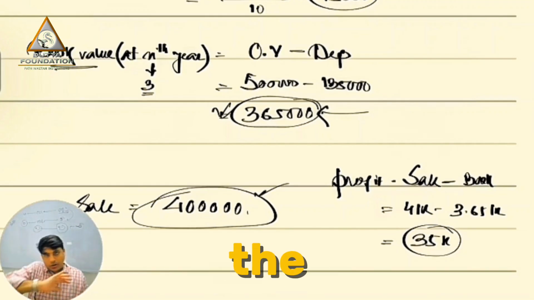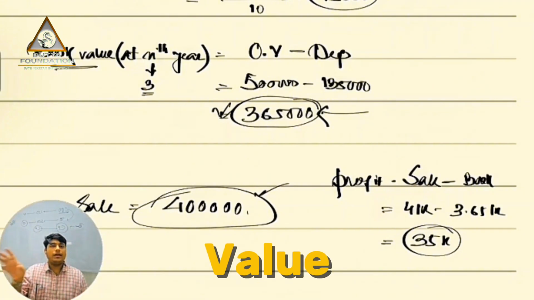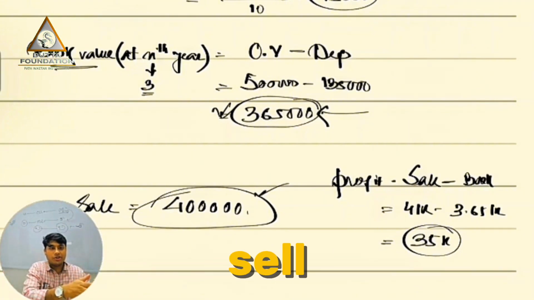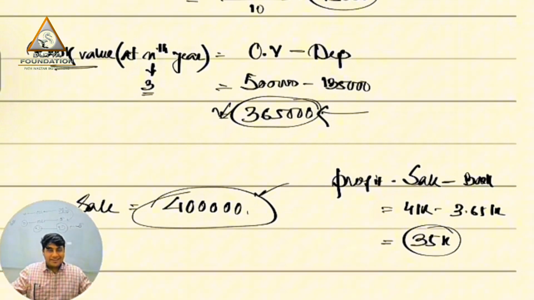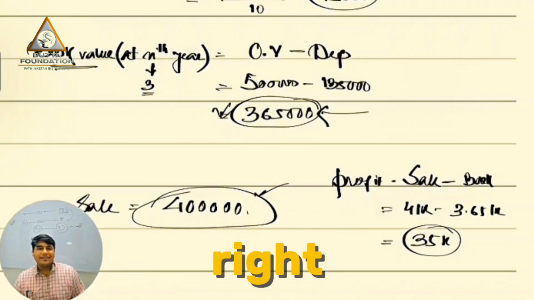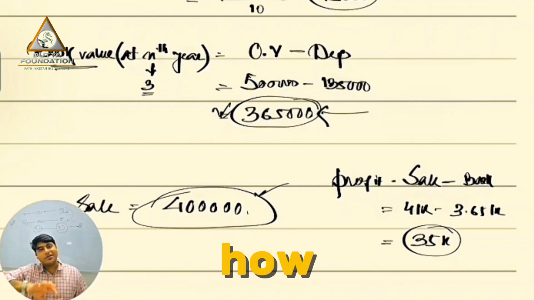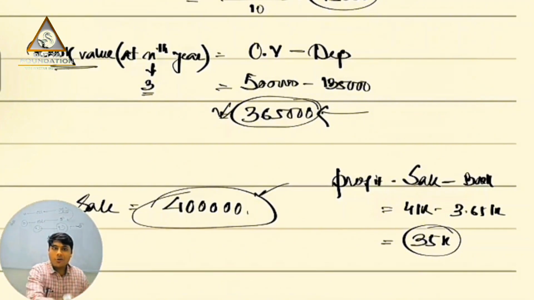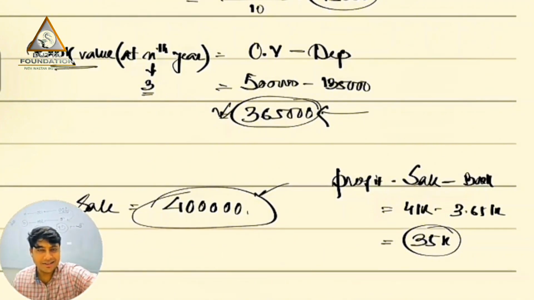I hope the total concept of how to calculate straight line depreciation, book value, and loss and profit if you are going to sell the machine is thoroughly clear to all my students. Now we are going to do a particular question where we are going to open the machinery account and the provision for depreciation account. That will make you understand the concept, how we can solve depreciation by way of accounting methods. So this is the conclusion of the discussion.